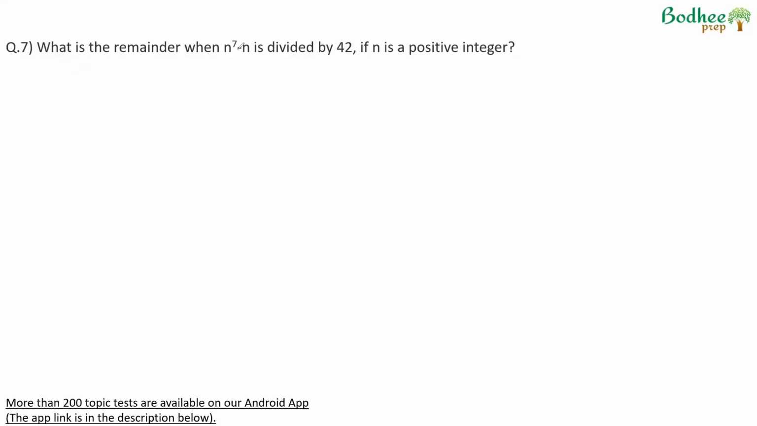What is the remainder when n raised to power 7 minus n is divided by 42?